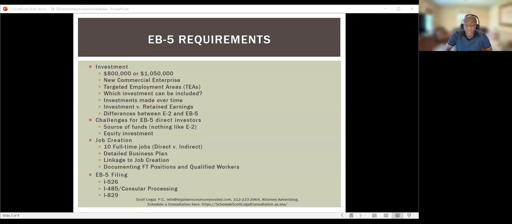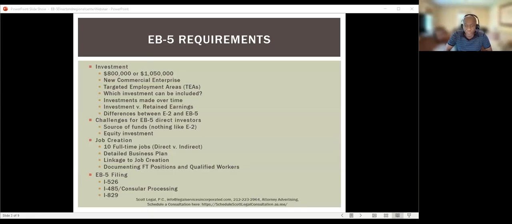So we always would back those out. So if you were investing $800,000, you would have to invest $800,000, but the payment of these administrative fees would have to be separate. Now, that being said, although they have to be separate, you do still have to account for where the money came from for these administrative fees.